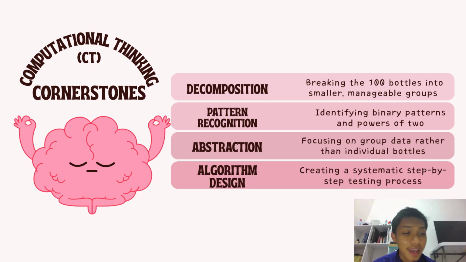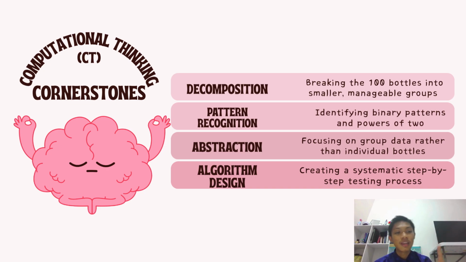We can just rely on the Polya model to help me, but we can make it more efficient by complementing this with the four cornerstones of computational thinking in mathematics. Later we will see two strategies to help me find the one poisonous bottle. And this is an example of how we apply computational thinking, which is CT, in our strategy. So let's go through.